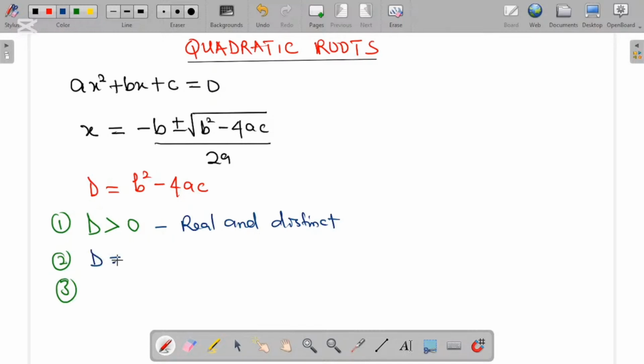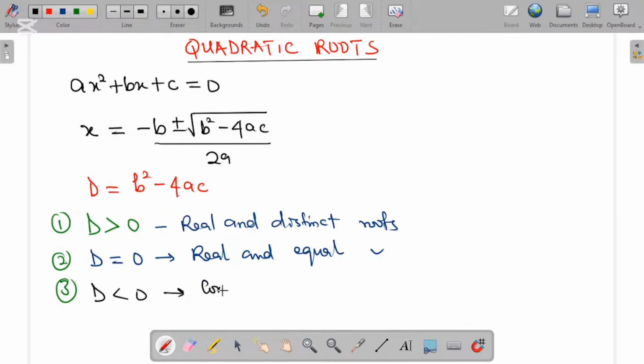And if your d is equal to 0, you are going to have real numbers, but they are going to be the same. So real and equal roots. You can attach that here. And then finally, if the d is less than 0, that's negative, then you are going to have complex roots. It's important that we take note of this.